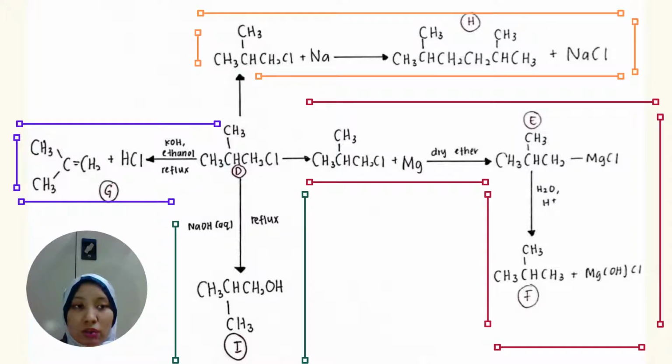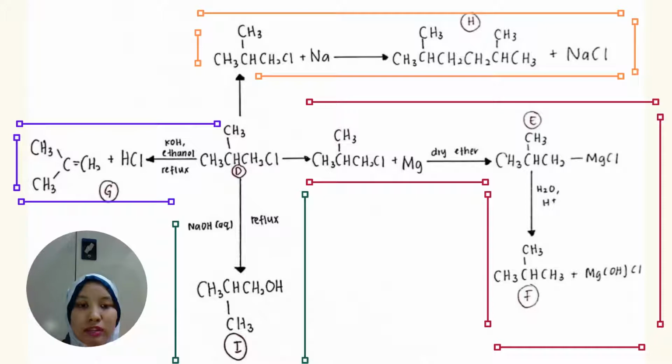Next, we look at the purple lines. Elimination of 1-chloro-2-methylpropane with ethanolic potassium hydroxide under reflux produces G, 2-methylpropene. Next, we look at the orange lines. The treatment of 1-chloro-2-methylpropane with sodium metal in ether solvent yields a symmetric alkane H, 2,5-dimethylhexane, which possesses two tertiary carbons, which you can see at carbon number 2 and 5.